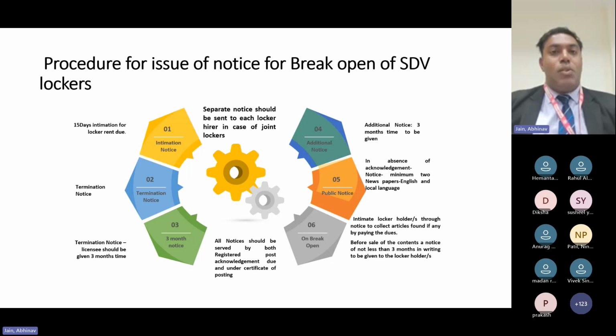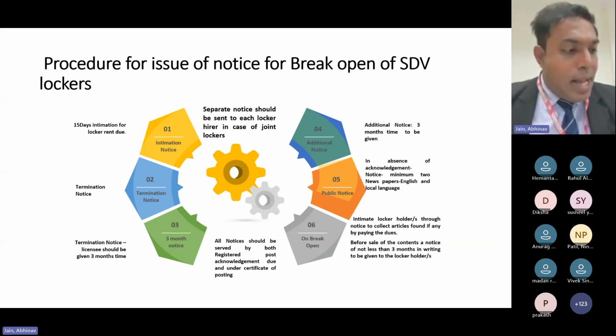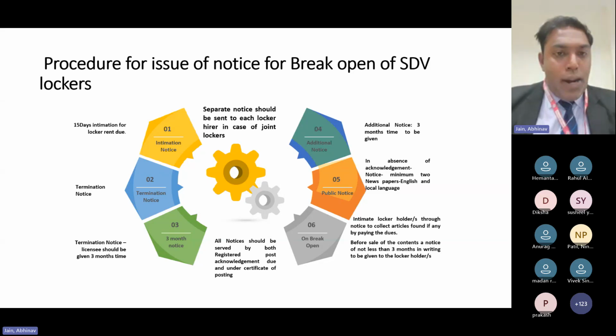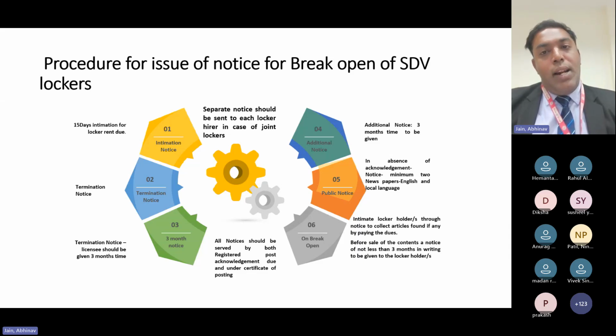Now, what is the procedure of issue of notice? We'll discuss in brief from the point of view of the exam and what questions are there. 15-day intimation of locker rent due would be first given. Then some termination notice would be given. And 3-month time would be given after the termination notice. A 3-month notice would be given. Notice must be given through registered post and acknowledgement must be kept on record.